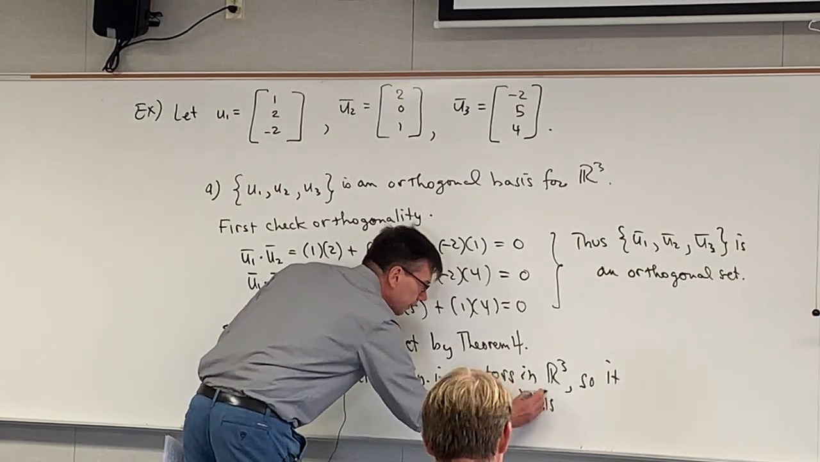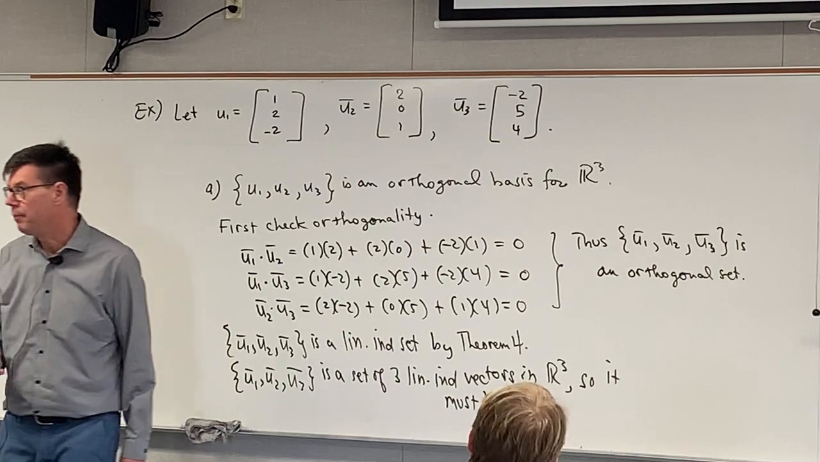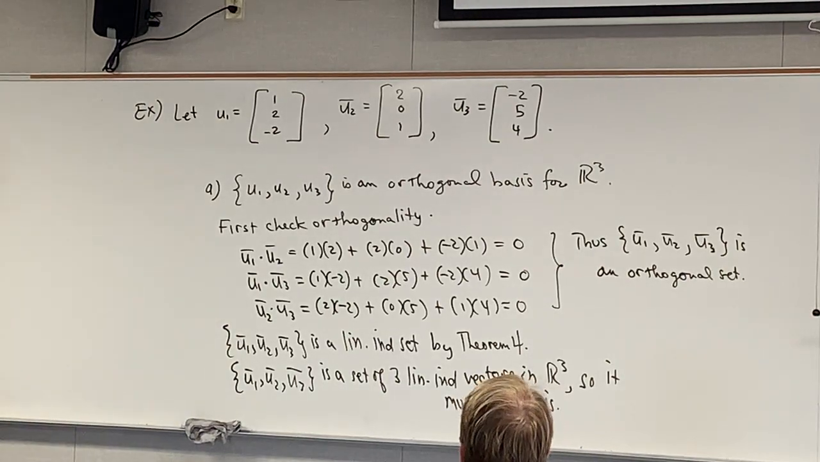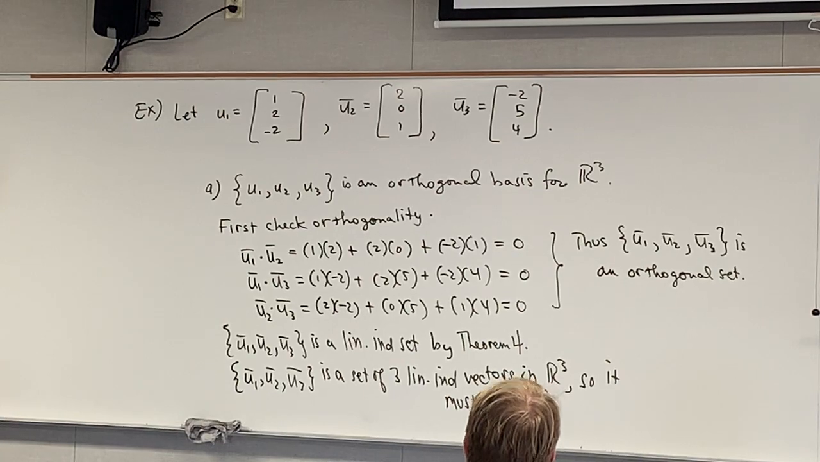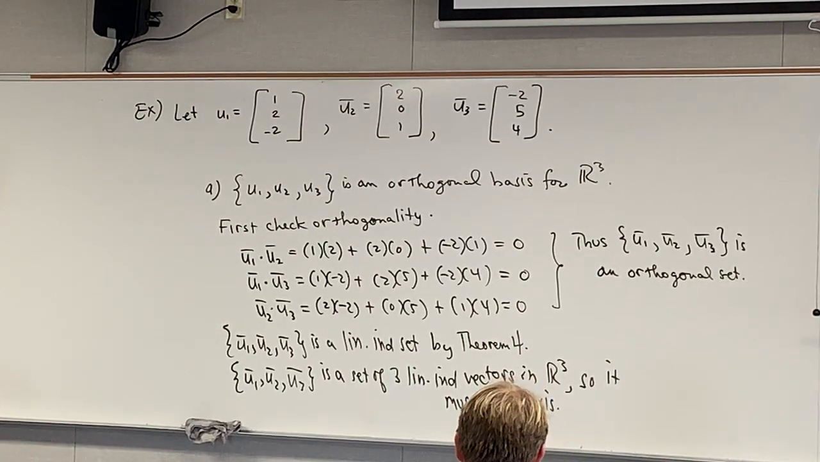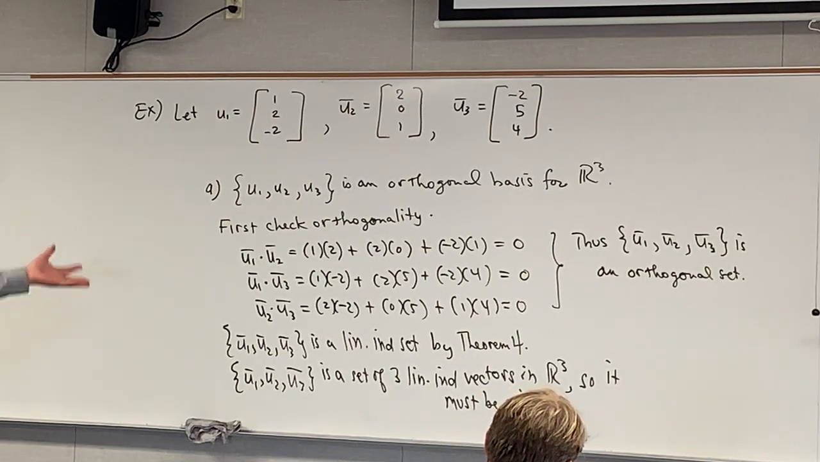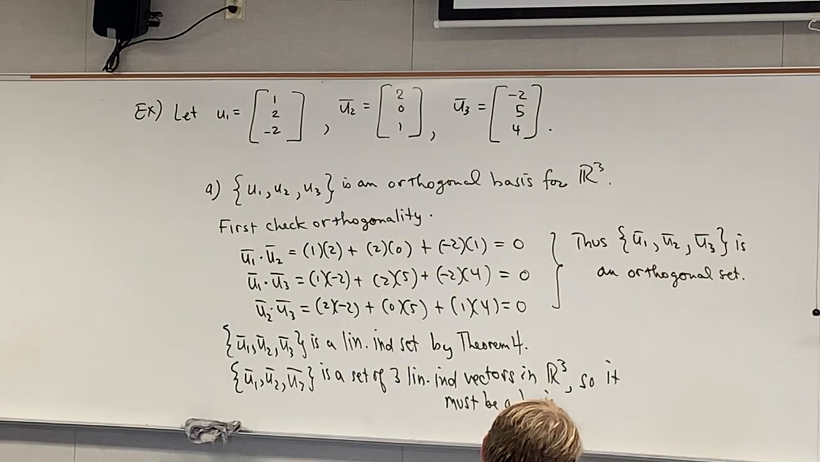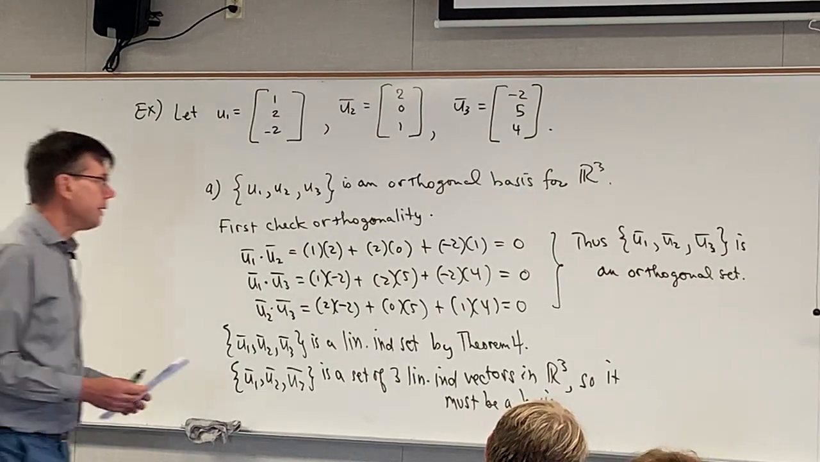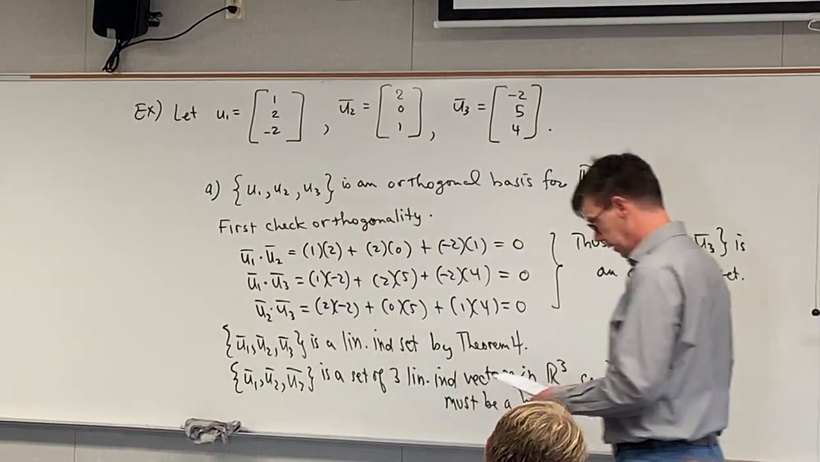And that's a chapter 4 theorem. I don't remember the number. You don't have to give me a number. You can just state that, right? Any set of 3 linearly independent vectors in a vector space of dimension 3 must be a basis. So to me, again, the point of this exercise is it's easy to verify orthogonality, and then we got our basis, basically, just from that.